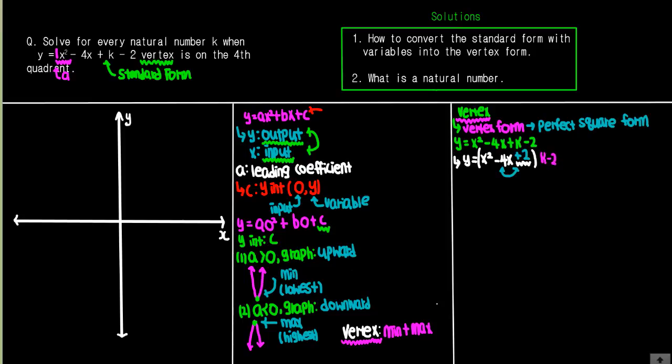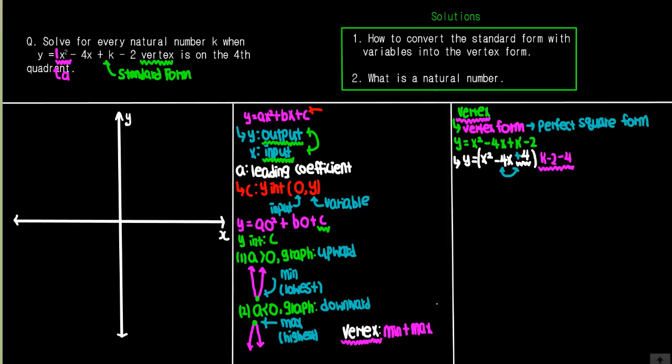So we have k minus 2. The one thing here, according to our formula, is that we need to take half of this and then square it to make the perfect square form. But since we added 4, in order to not affect our quadratic function, we need to subtract 4 in front of or behind our parenthesis, so as not to affect our original function.